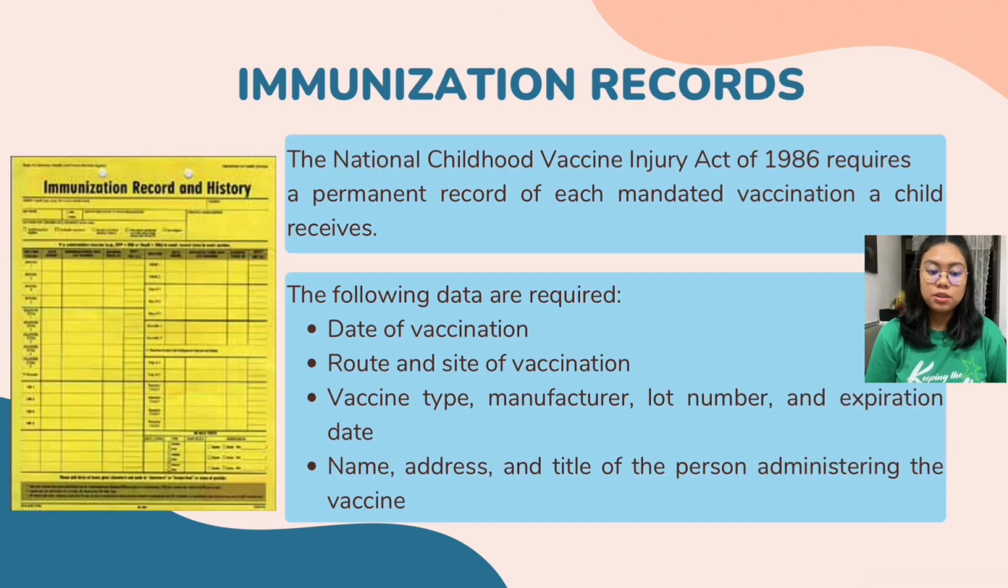For the immunization records, the National Childhood Vaccine Injury Act of 1986 requires a permanent record of each mandated vaccination a child receives. So the following data are required: date of vaccination, route and site of vaccination, vaccine type, manufacturer, lot number and expiration date, and the name, address, and title of the person administering the vaccine.